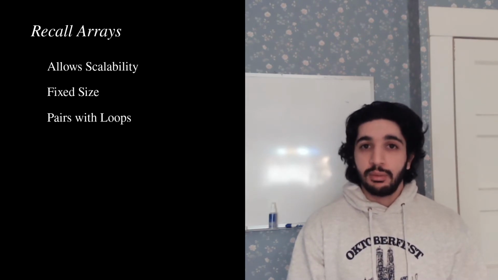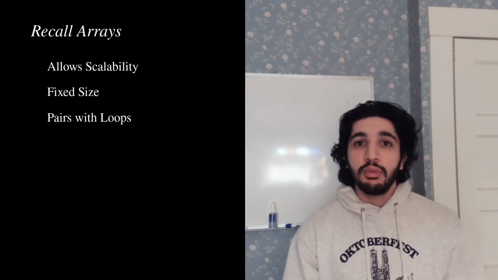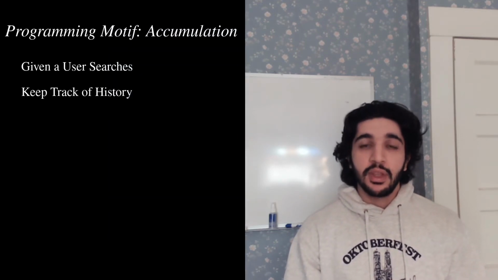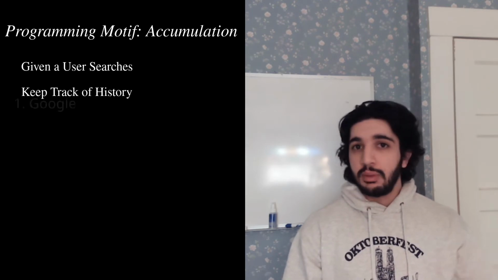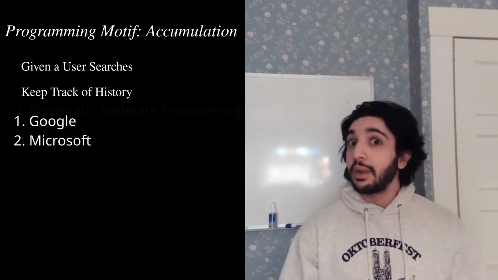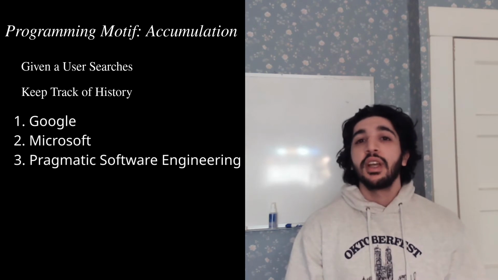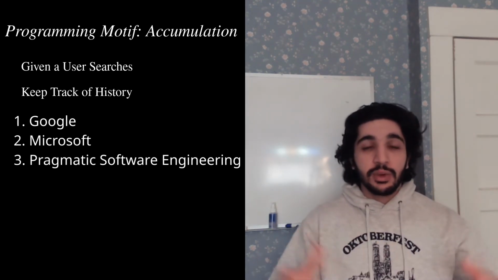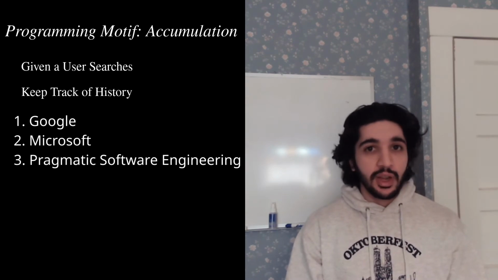Let's think about an example here. We're going to be building a new browser, and this browser has a concept of history. As you go to different websites, maybe Google, Microsoft, pragmaticsoftwareengineering.com, you're adding a new element into this sequence. Well, you can't do that with an array. There's got to be a way where we can have a collection and add to it and still benefit from having loops and sets and adds and deletes.